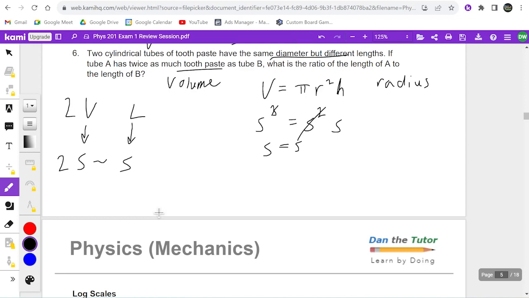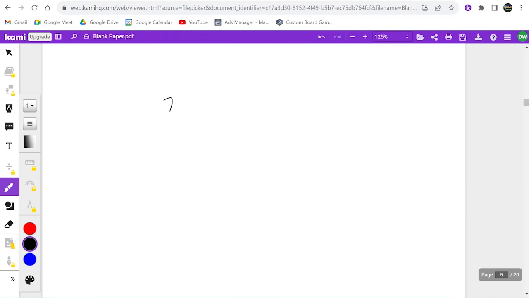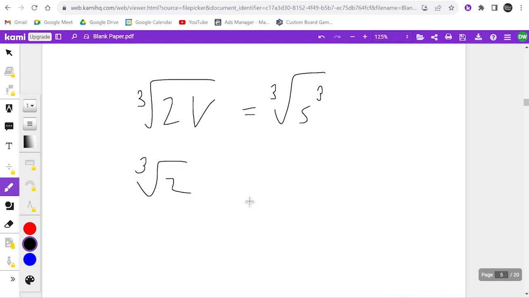Because it canceled. If it didn't cancel, just real quick, I'll show you what it looks like if it didn't cancel. Don't write this down, just observe, okay? But if it didn't cancel, 2V equals S cubed. Take the cube root of both sides. The change is cube root of 2 S. And then that's where I'd stick in on the other side of the equation, cube root of 2S.